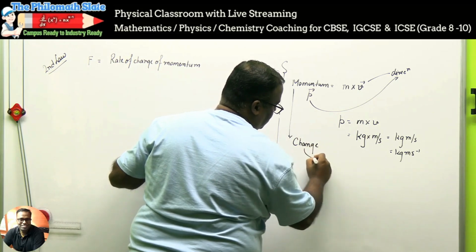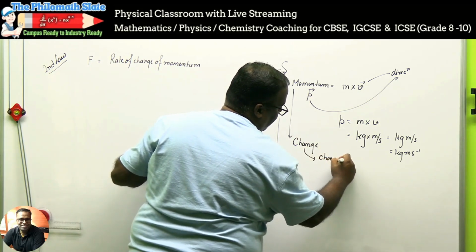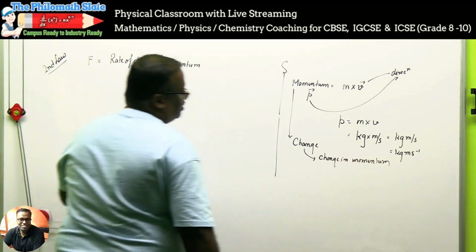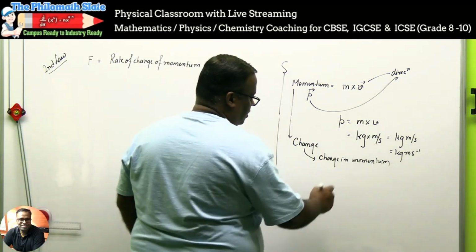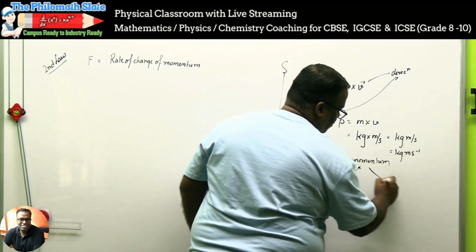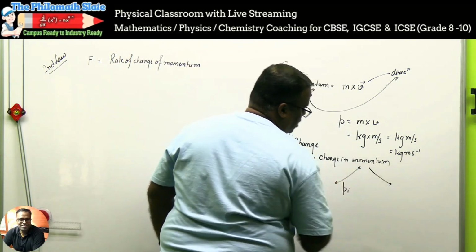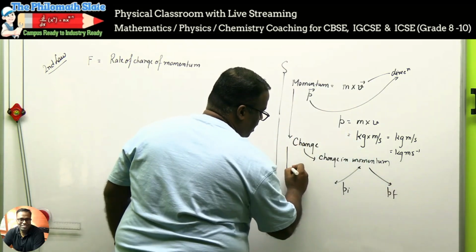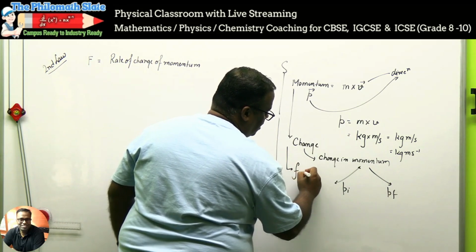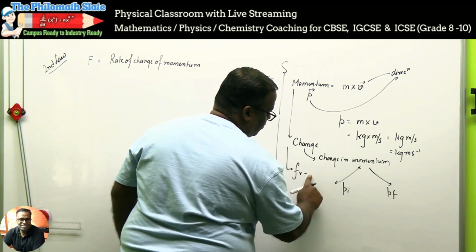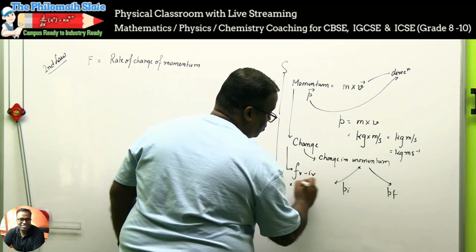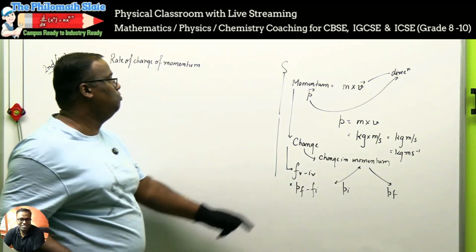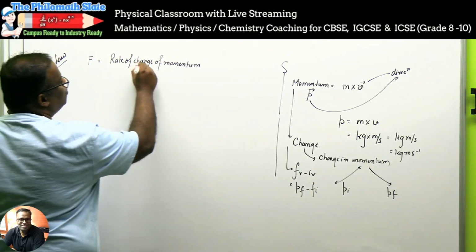That means, and from there we say change in momentum. So when momentum is changing, definitely there should be two values for momentum. There should be some initial momentum and one final momentum. So we call it P initial as Pi and P final as Pf. And any change in physics is always final value minus initial value. So the change would be final momentum minus initial momentum. That's change in momentum. So we have now understood what is change in momentum.